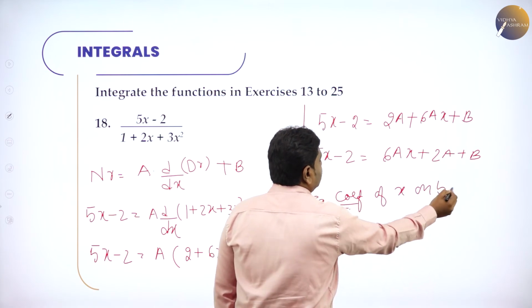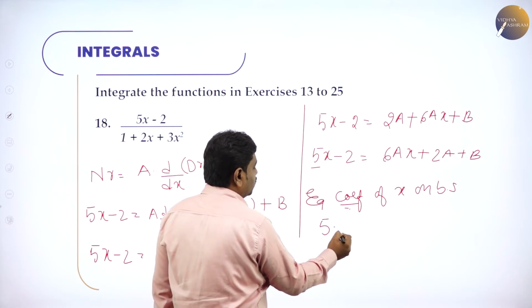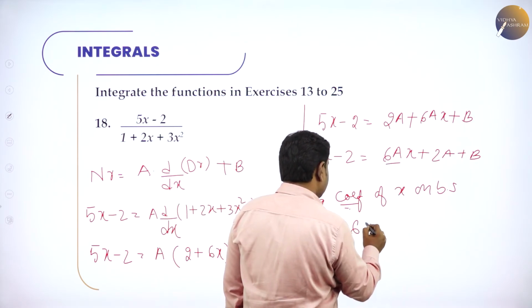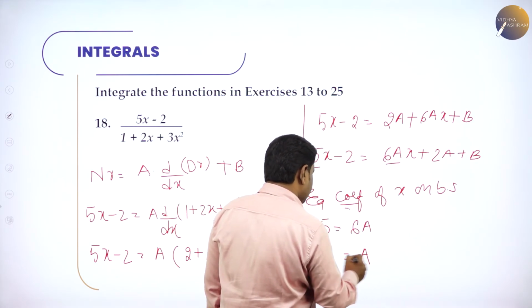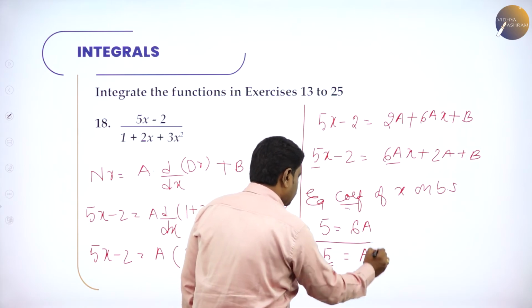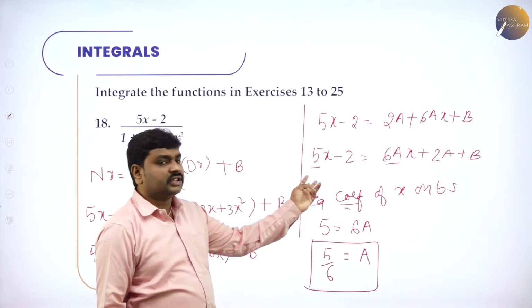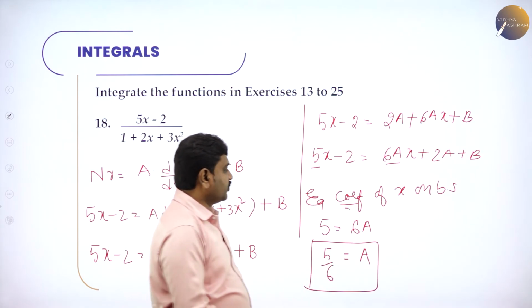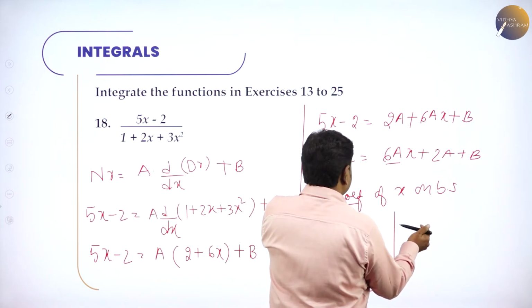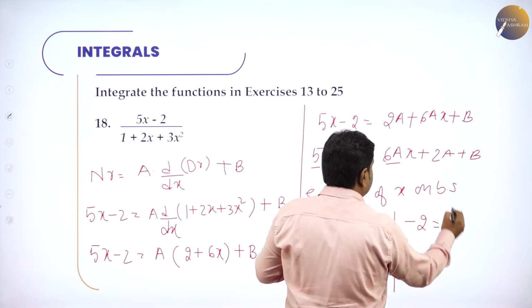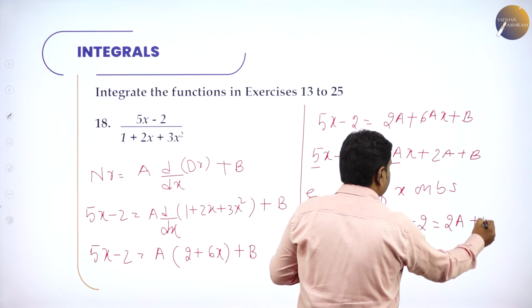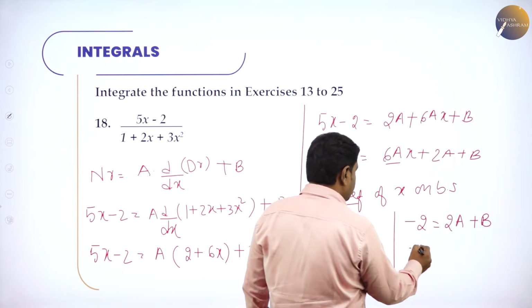On both sides, what is the x coefficient here? 5. What is the x coefficient here? 6a. So what is a? a is 5 by 6. You got the value of a. Equating the coefficients of x on both sides, you will get a. And equate the constants. What is the constant here? Minus 2. What is the constant here? 2a plus b. And now in the place of a, substitute the value of a.